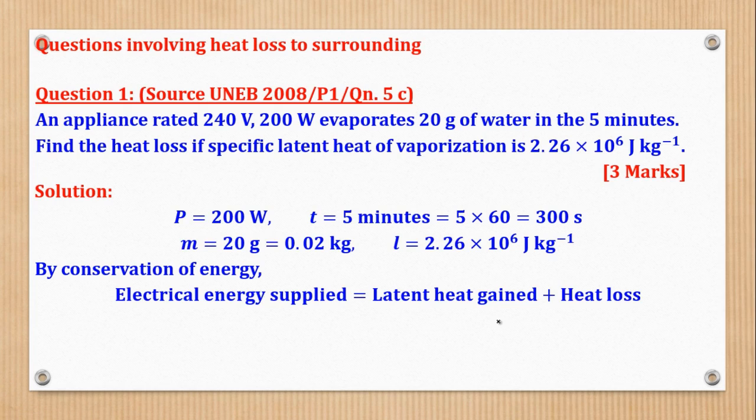Okay. After adding it there, then you can proceed to substitute. The formula for electrical energy supplied is power times time. Latent heat gained is mL. Then heat loss to the surrounding is small h. So heat loss is small h, and the rate of heat loss is capital H. So when they just want heat loss, it should be small h. When they want the rate of heat loss, it should be capital H, as we shall see in the questions that follow.